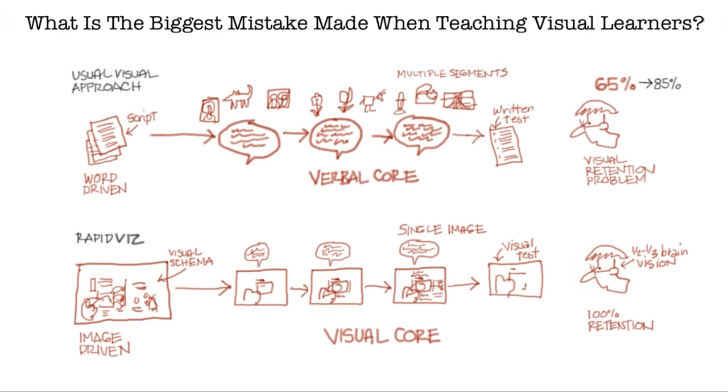With the usual visual approach, they teach oranges, they speak of apples, and they test for oranges. In the approach that I'm proposing, rapid viz, where the core is visual, you teach apples, test apples, and talk of apples. So there's a consistency and a congruency, and it's more effective.